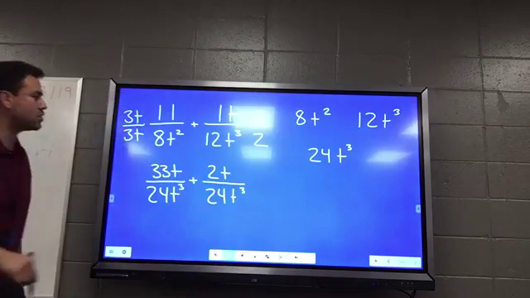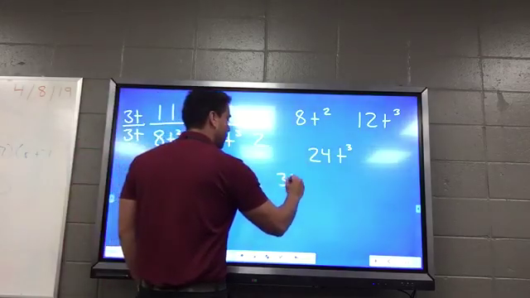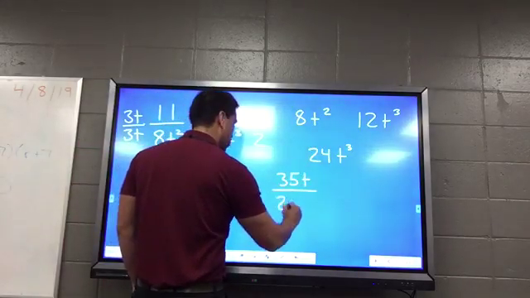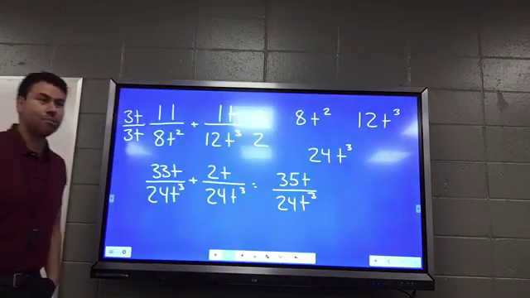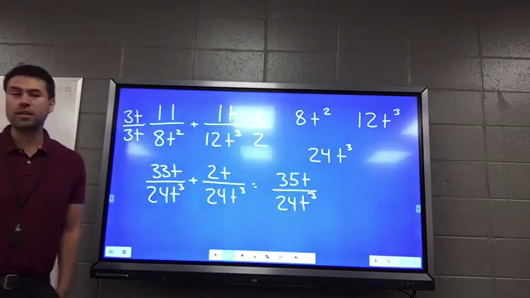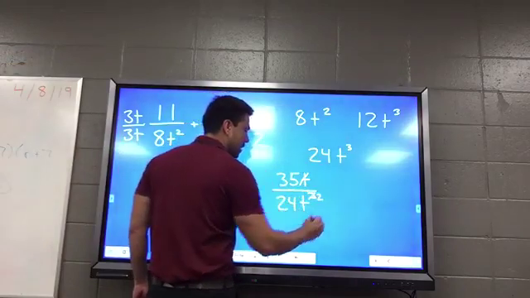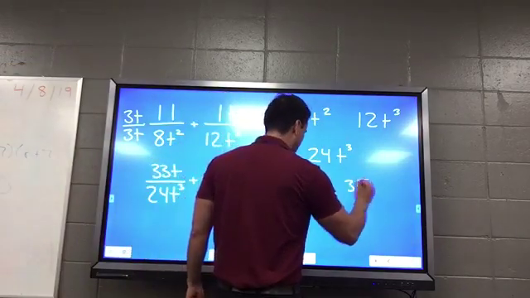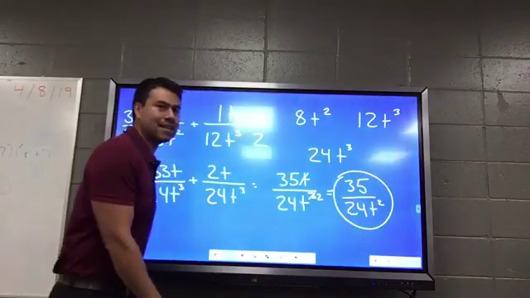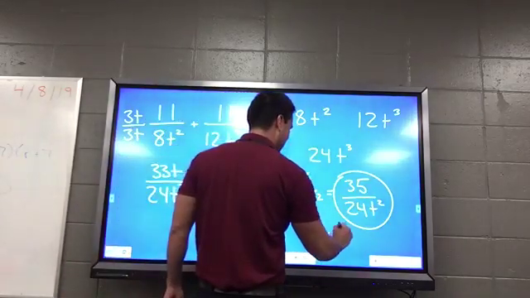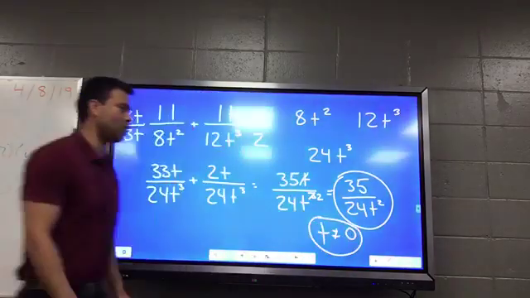All right, and then I add those two because now they have a common denominator, and I get 35t over 24t cubed. That is not all, because that's not as simple as it can get. What can be canceled out? A t here and a t there. So you would get 35 over 24t squared. What can t not be? 0. The variable doesn't like 0 so far, right?